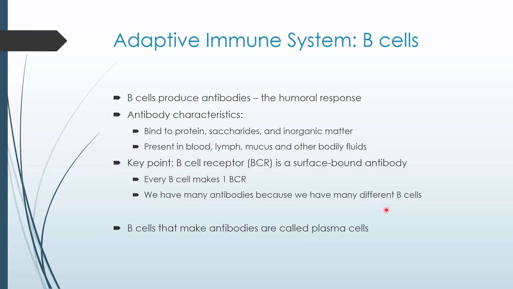So we have a lot of antibodies because we have a lot of B cells. We don't have multiple B cell receptors on one B cell. Right? So every B cell makes one type of antibody, and that's it. The variability comes from having multiple B cells. And then additionally, an activated B cell that makes antibodies is called a plasma cell, just for terminology.